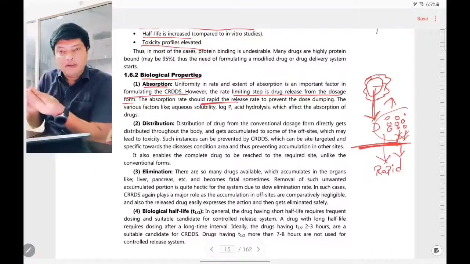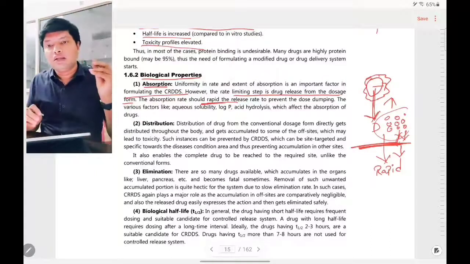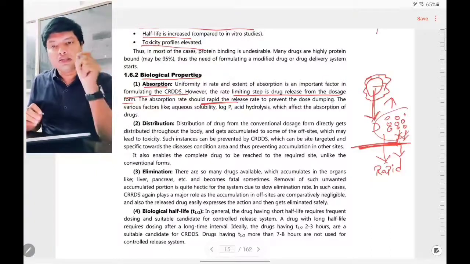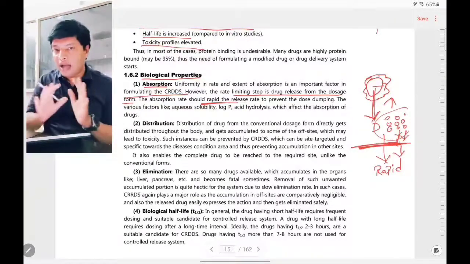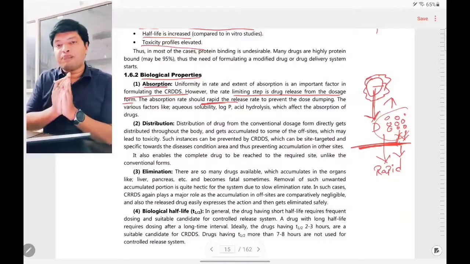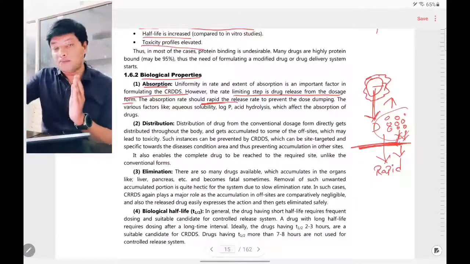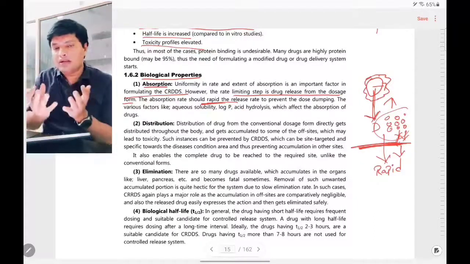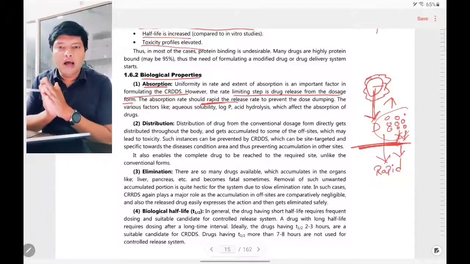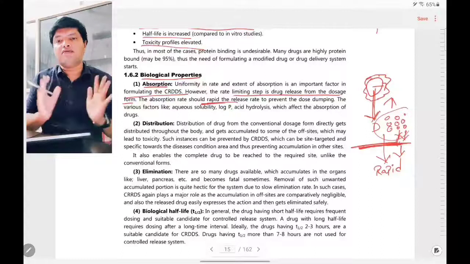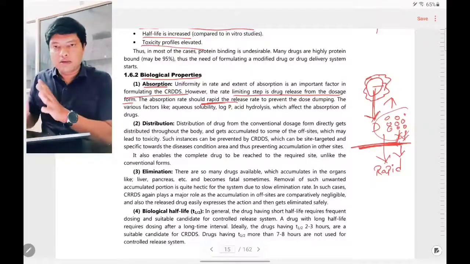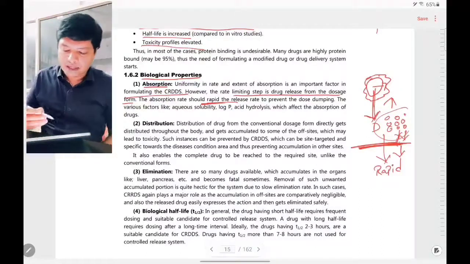Then why am I assuming like that? The reason is that the only thing I can control is the release of the drug from the dosage form, by designing a controlled drug delivery. I don't have any way of controlling the absorption or metabolism of the drug. So it is not in our hands. What we have in our hands is controlling the release of the drug. So absorption should be rapid.